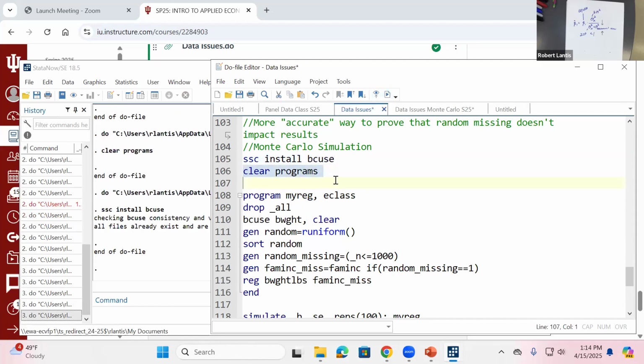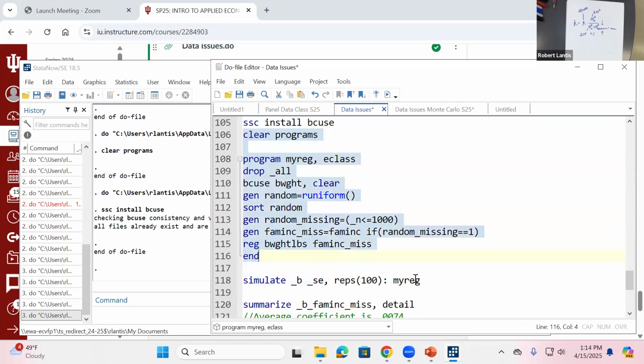I'm going to clear my programs out so I can keep using the same names. Now, if I define this program and run the simulation, what I'm doing here is randomly generating numbers, and if the random number is below or above a certain value, I put missing. If not, I'm randomly selecting, I think, 1,000 different observations from this data set. So I'm going to have some missing data, right?